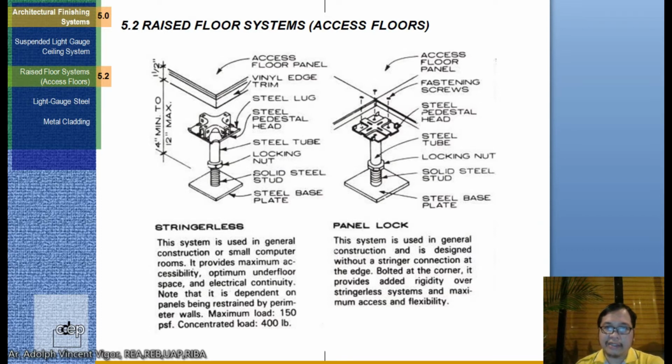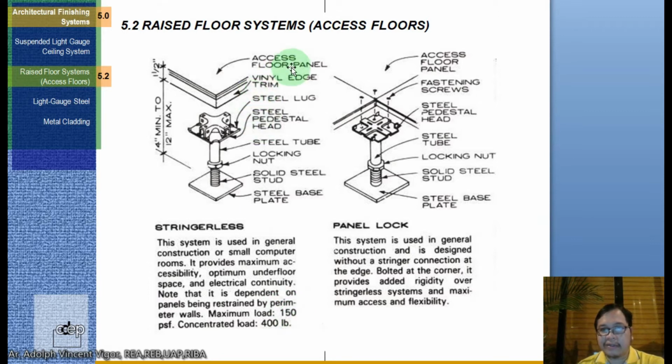Okay, so the next is your raised floor system. So this system is used in general construction or small computer rooms. It provides maximum accessibility, optimum underfloor space, and electrical continuity. Note that it is dependent on panels being restrained by perimeter walls. Maximum load is 150 pounds per square inch, and the concentrated load is 400 pounds.